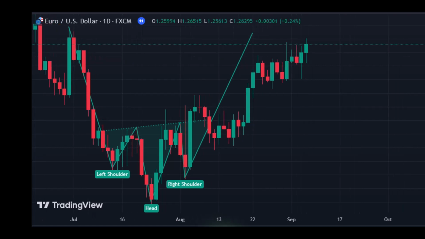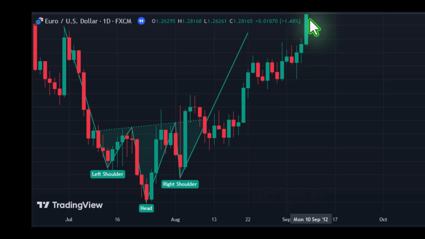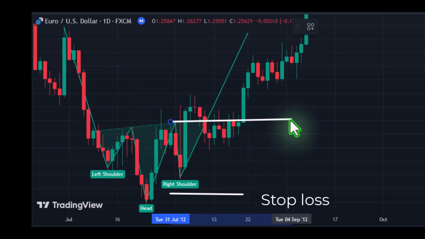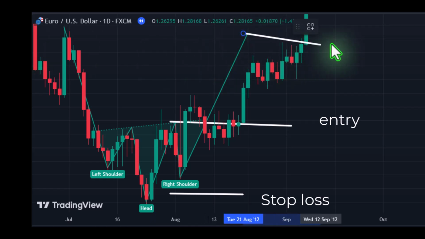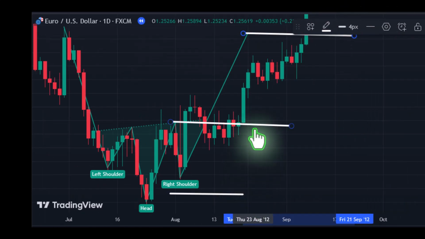You can see gradually, our target finally gets hit. So this is how you trade the head and shoulders pattern. Let's say our stop loss is here and our entry is here, and we have our target here, you can see this is our risk and this is our reward, which is almost 1:2.